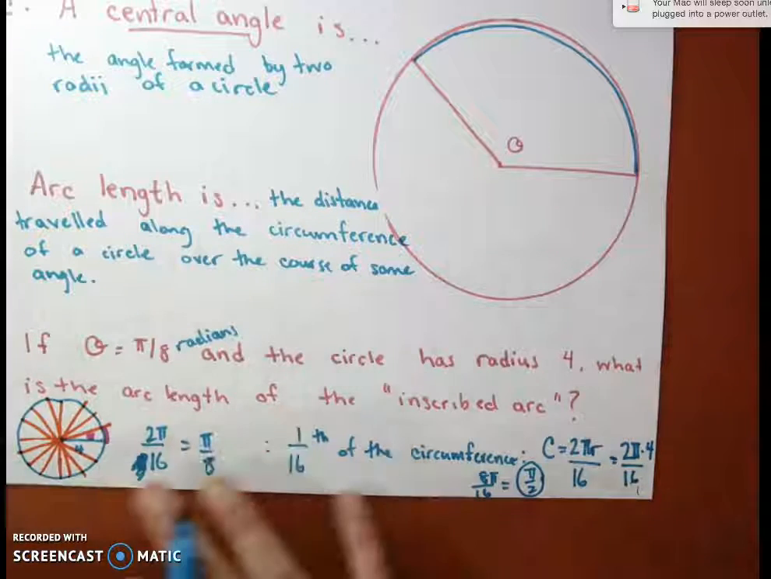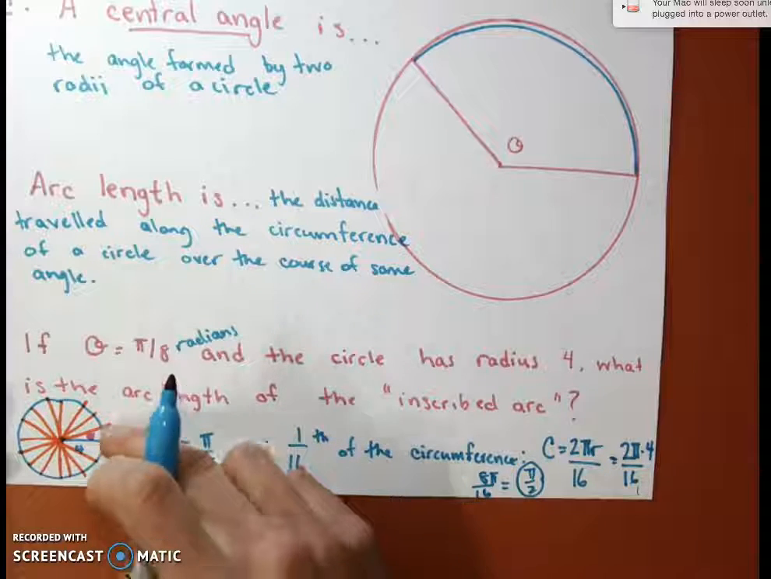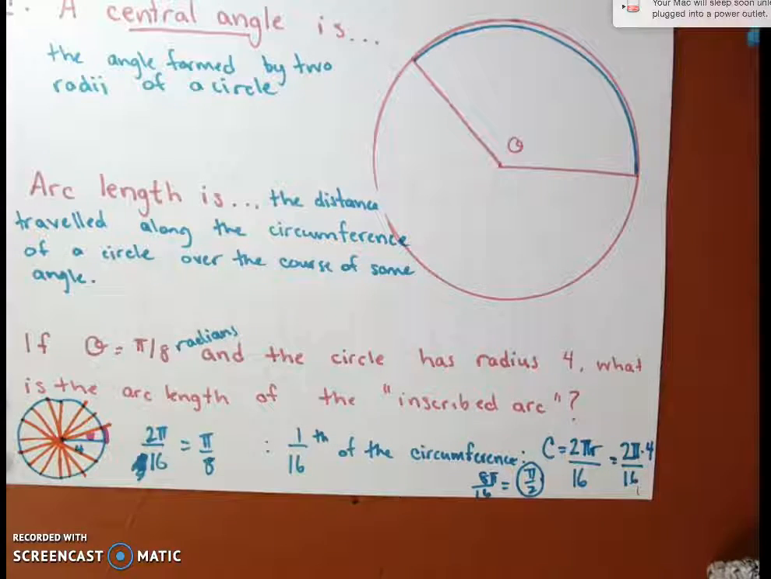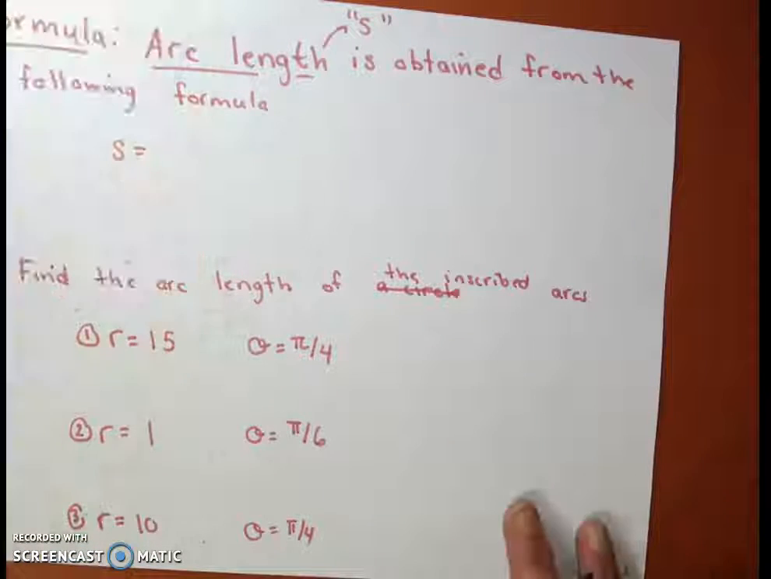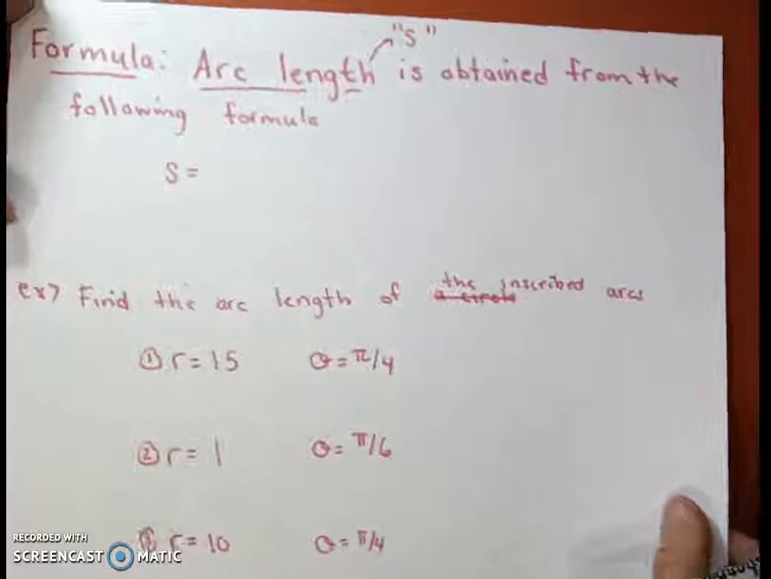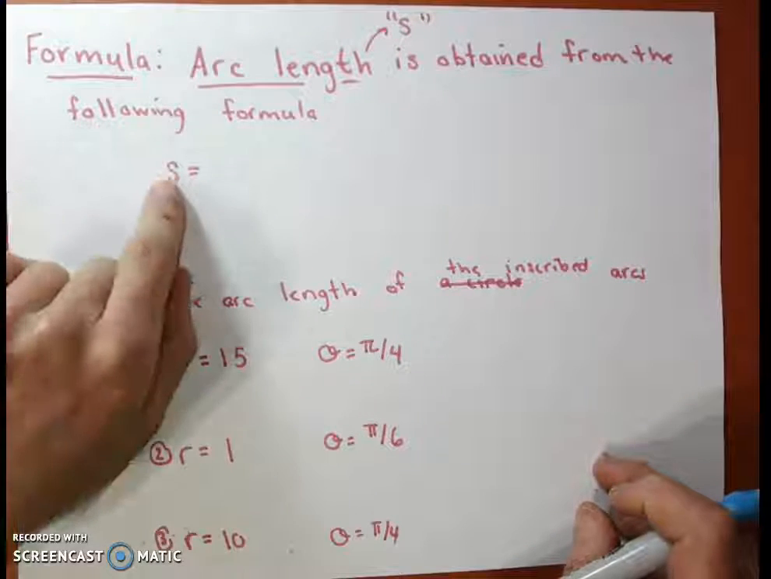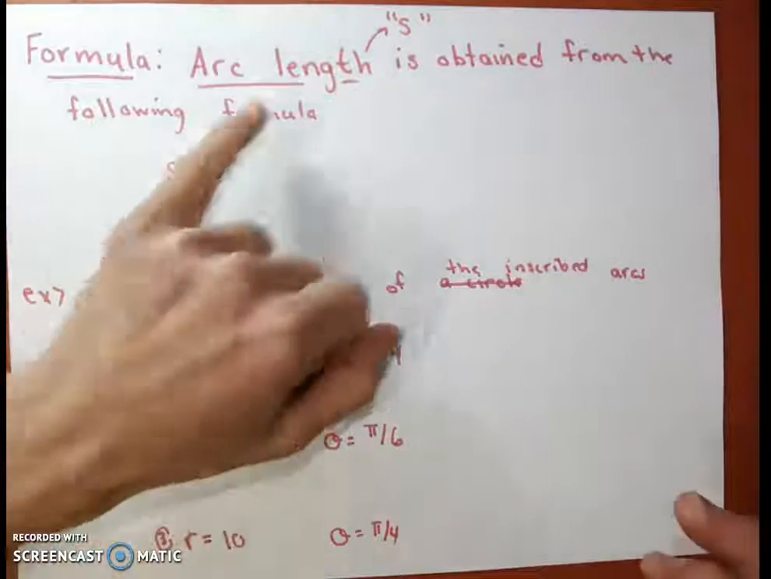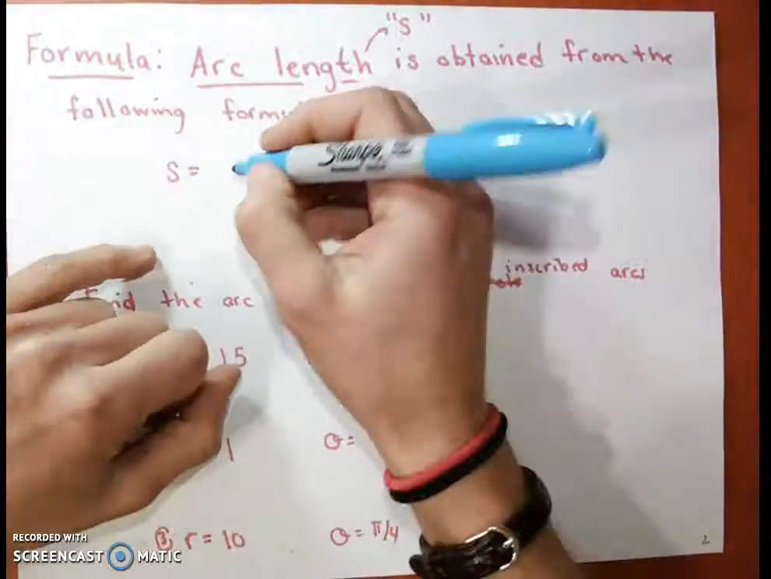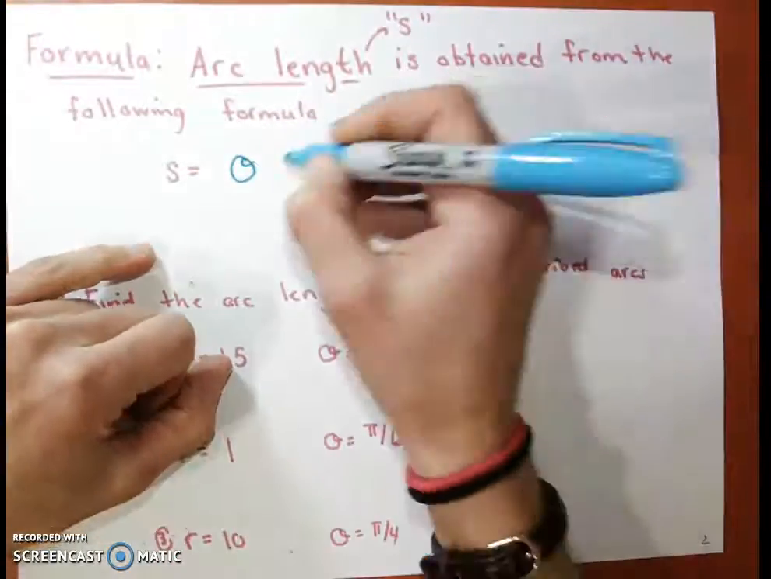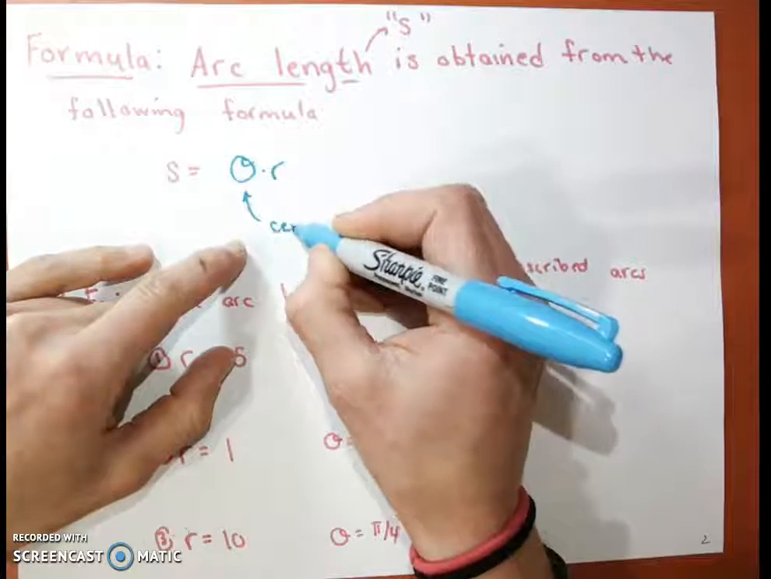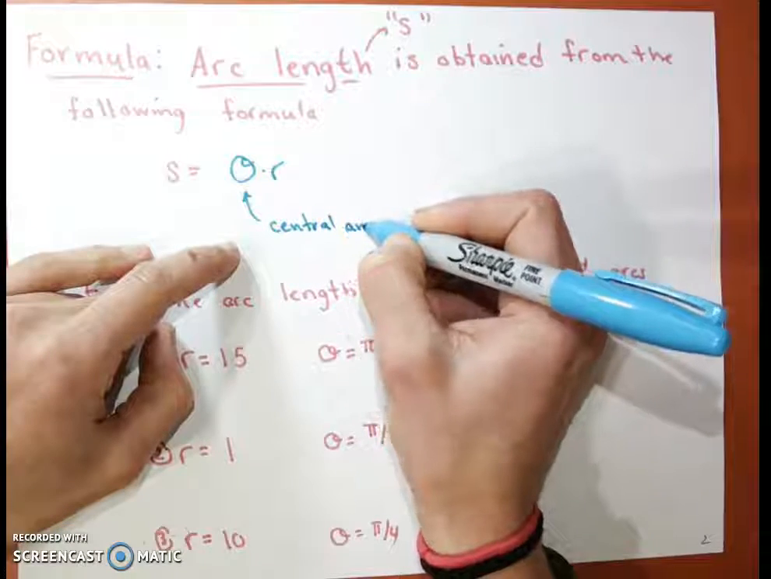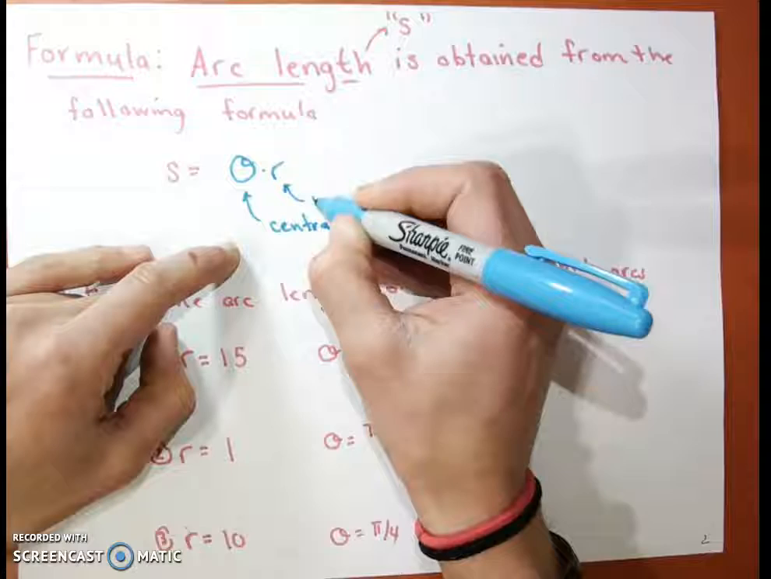Now it's not always so easy when you're given the angle to figure out what fraction of the circle that represents. So there is a formula for calculating arc length, which we'll talk about now. Okay, so the formula for arc length. We usually denote arc length by the letter S. In order to get it, what I can do is just take theta and multiply it by the radius. So theta is the central angle, and r is the radius.